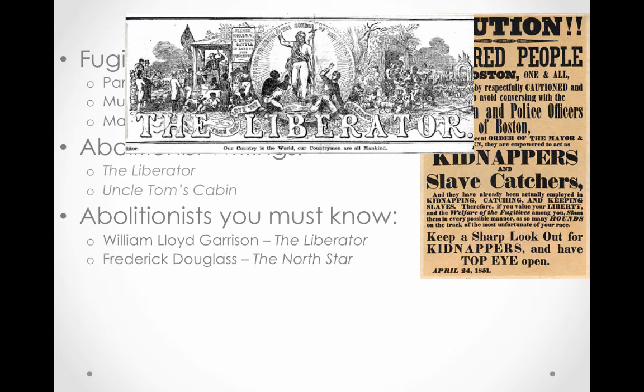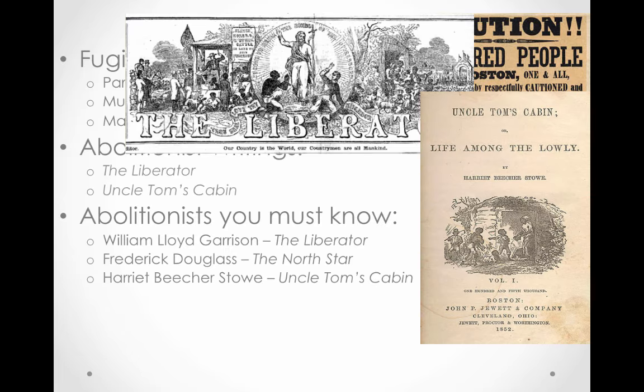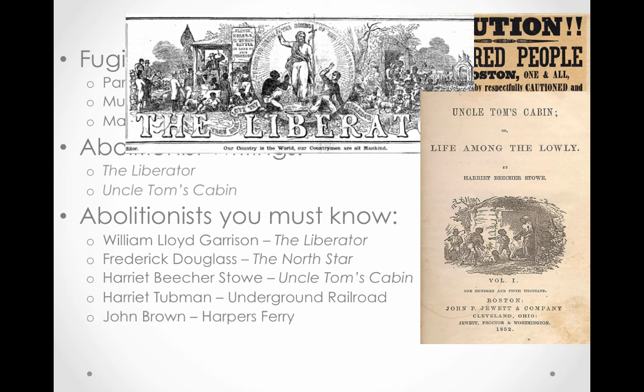The Liberator by William Lloyd Garrison, Frederick Douglass, the former slave who ran away and created a newspaper called the North Star, and he was a staunch abolitionist, as was Harriet Beecher Stowe, which Mr. Lawrence just talked about. Harriet Tubman, you know her from the Underground Railroad, and she helped slaves escape from the South to the North. And then finally, John Brown and his raid at Harper's Ferry. He tried to end slavery by creating a rebellion, which was not successful.